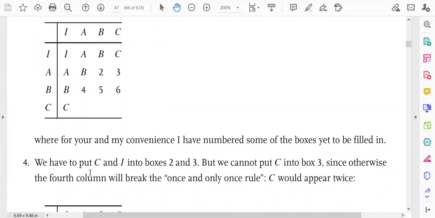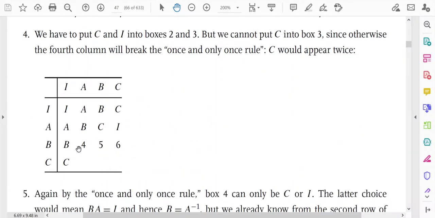Now we have to put C and I into boxes 2 and 3. You see that only I and C are left for the second row. So for 2 and 3 the choice is C and I. Now we cannot write C in the position of 3. Why? Because in the just upper position in the column there is C, and in the same column C cannot appear two times. So we must write C in the position of 2. Then we have to write I in the position of 3. Then we have already completed the second row, that is A, B, C and I.